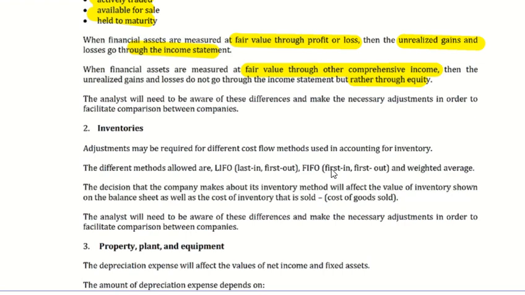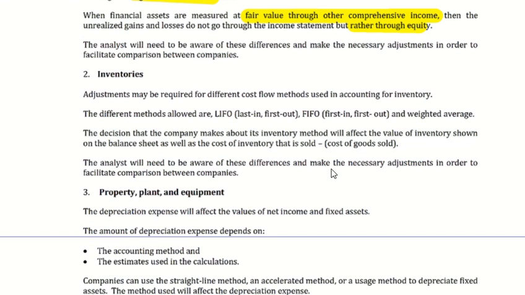Adjustments that might be made related to inventories. Remember, of course, guys, when I'm comparing two companies, we've got to make sure what cost systems they were using. One might have used LIFO, one might have used FIFO, and the third might have used weighted average. In order to compare the companies, we've got to make certain adjustments to make sure we are comparing like with like.